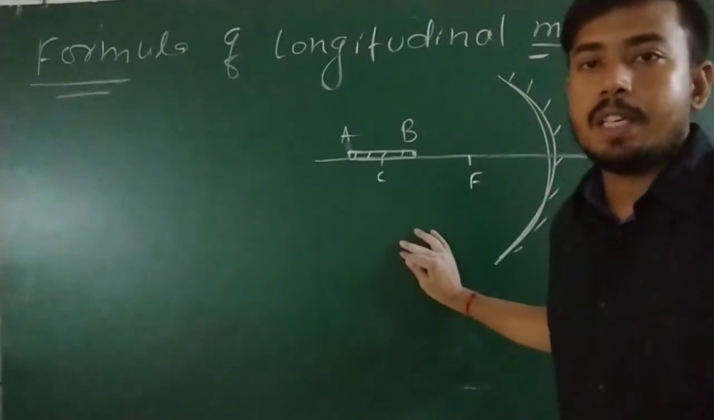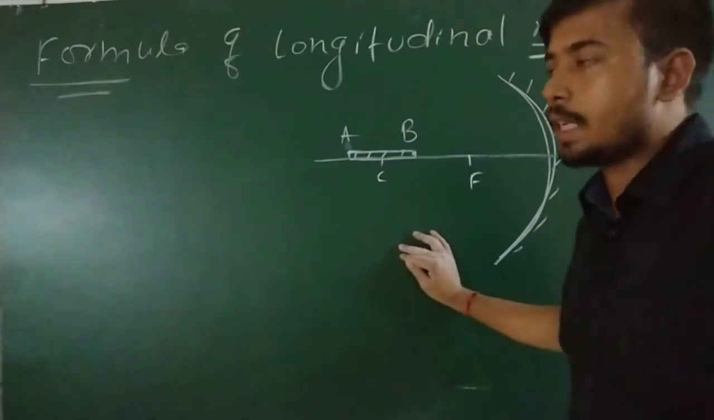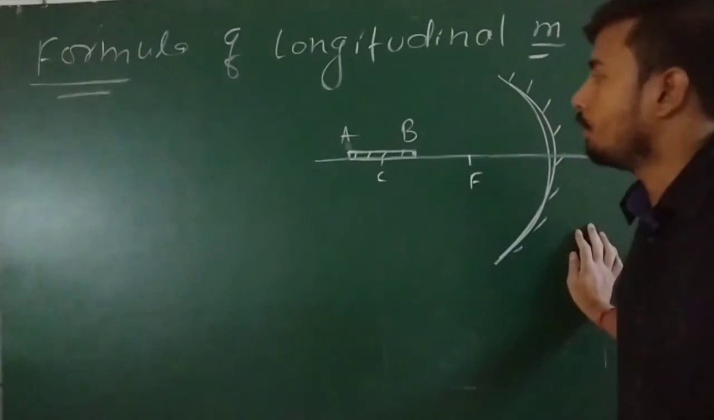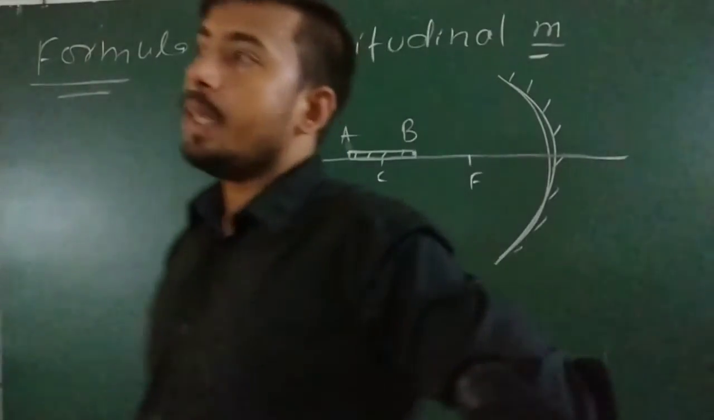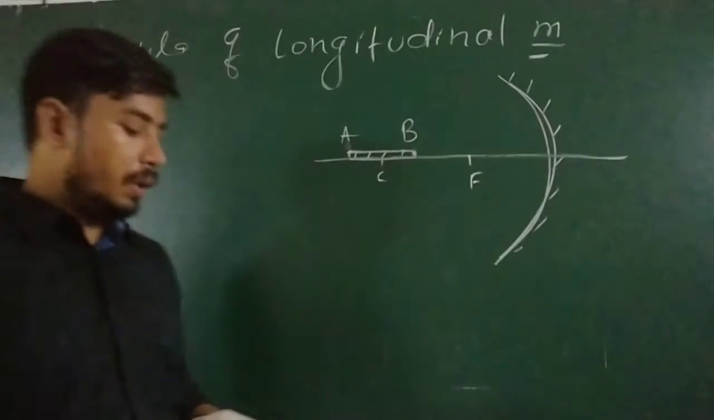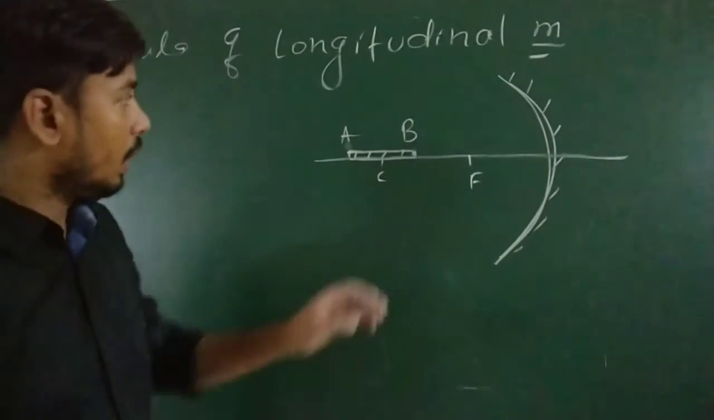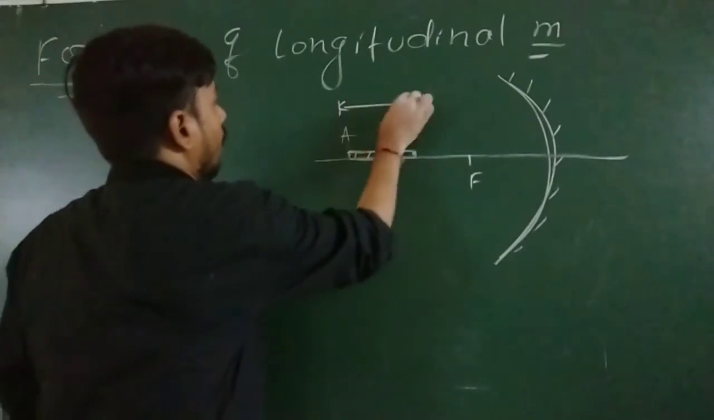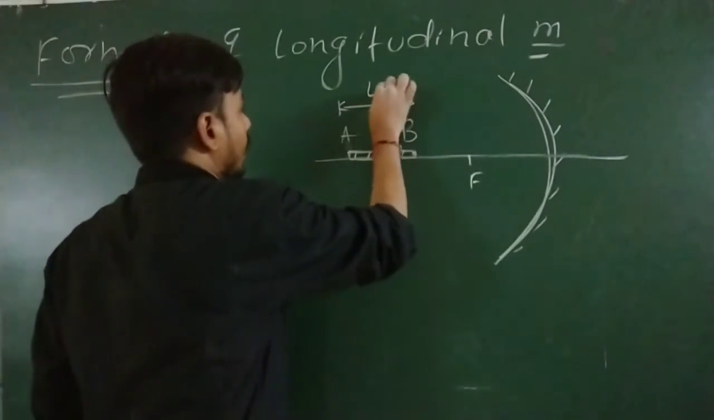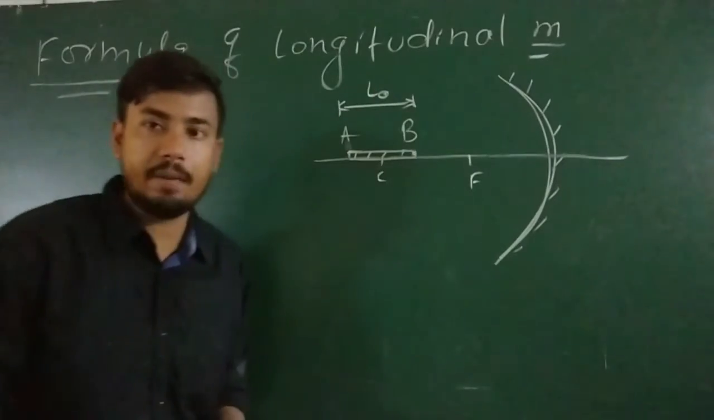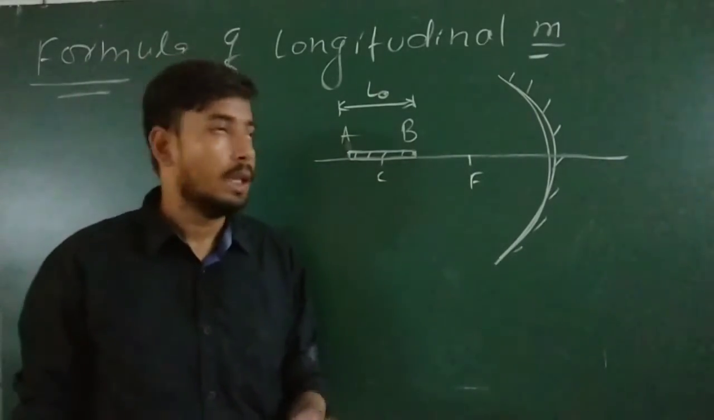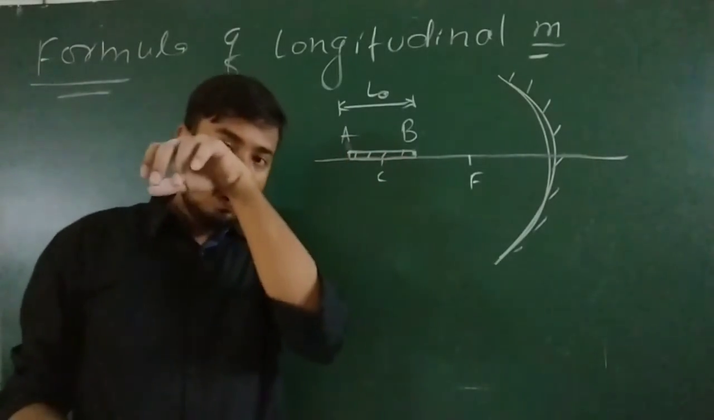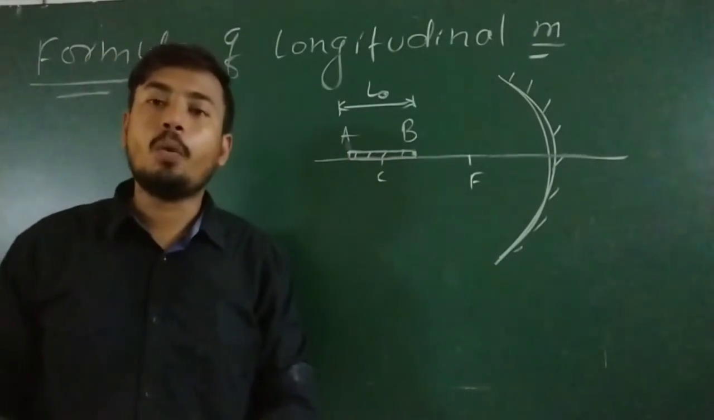Like in the previous case, we discussed the formula of transverse magnification, minus v by u. Here we are going to find its formula. So basically, how will this formula be derived? First of all, you have to think. Suppose that we have a rod or anything of length L0. My dear, please pay attention, everybody. I assume a rod of length L0.